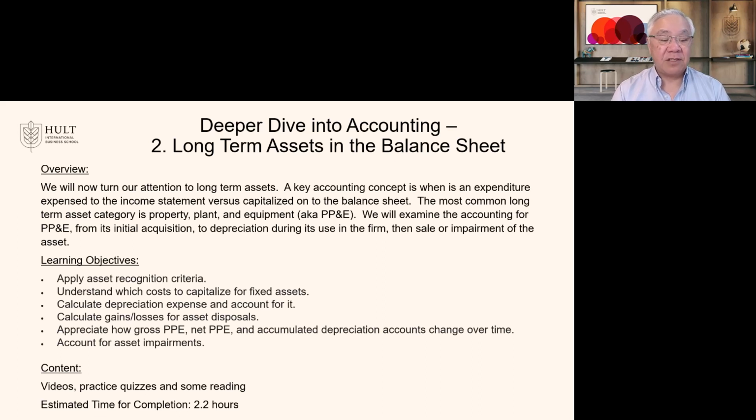The learning objectives are to apply the asset recognition criteria, understand which costs to capitalize for fixed assets, calculate the depreciation expense and account for it, and then calculate gains and losses when we dispose of an asset. Then look at how gross PP&E, net PP&E, and accumulated depreciation change over time. And then at the end, look at asset impairments. The content is, as usual, video, practice quizzes, and some reading. The total estimated time for completion is 2.2 hours.